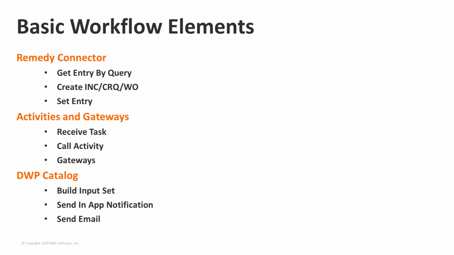Activities and gateways. We have a receive task. That comes in handy when we're going to do some kind of status syncing between the fulfillment systems and DWP. A call activity, that's something that calls an external activity process. An example of that would be an approval, the management chain approval, or some other activity you may have. And then we have a gateway.